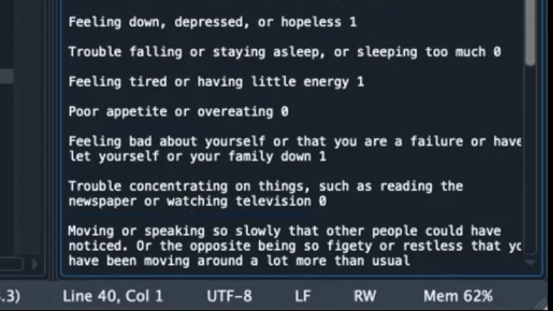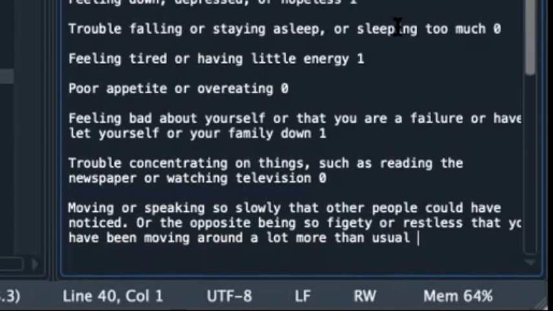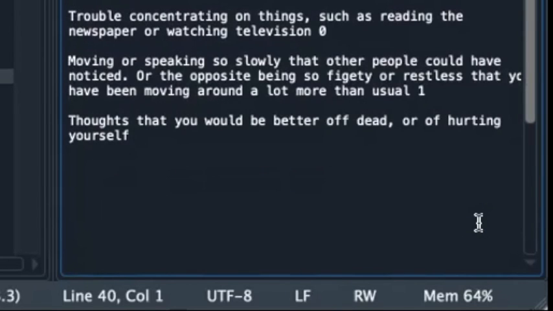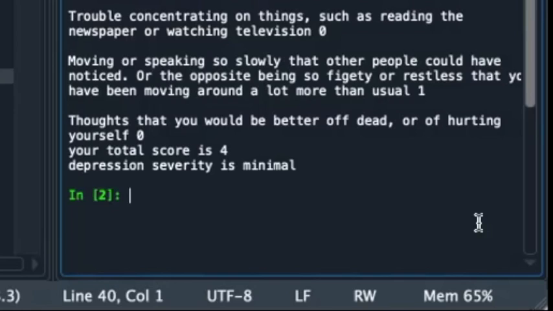and moving or speaking so slowly that other people could have noticed, or the opposite, which is being so fidgety or restless that you have been moving around a lot more than usual. Thoughts that you would be better off dead or hurting yourself. I input a number of random answers to the questions and my total score is 4, which leads the code to tell us that the depression severity is minimal.